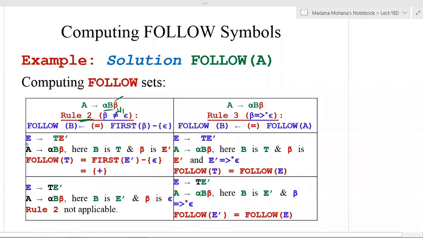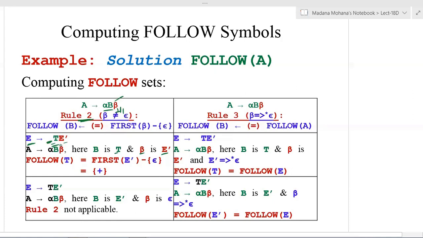So now first you can see E derives TE dash. Here I have made color codes. You can observe carefully, the colors represent alpha, B, beta values. Now first I have taken E derives TE dash. Here alpha is not there, it is null. So here I am assuming B as T, so the color is the same, then beta is E dash. You can see the color code. In all steps I have used the same format.